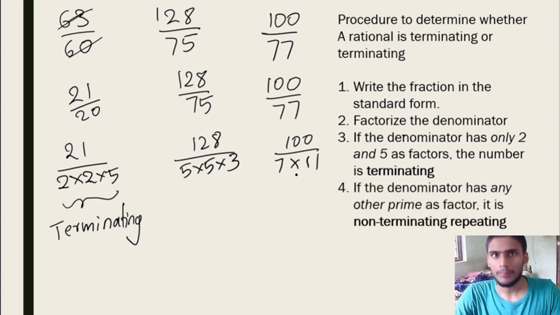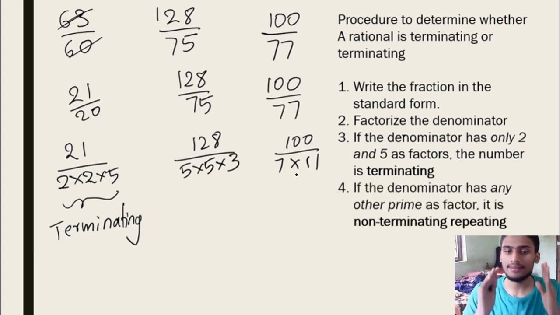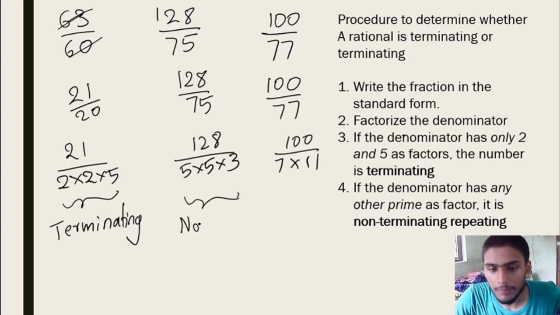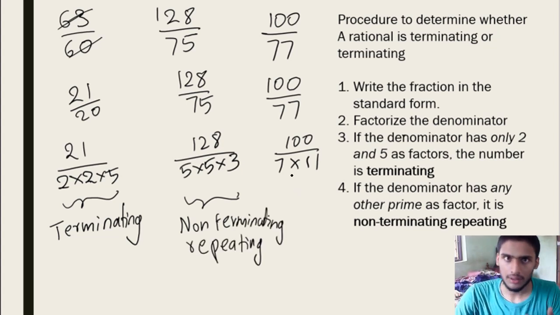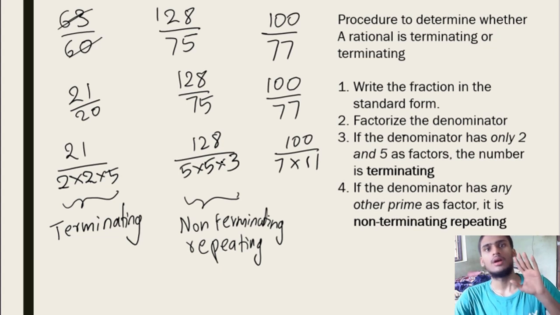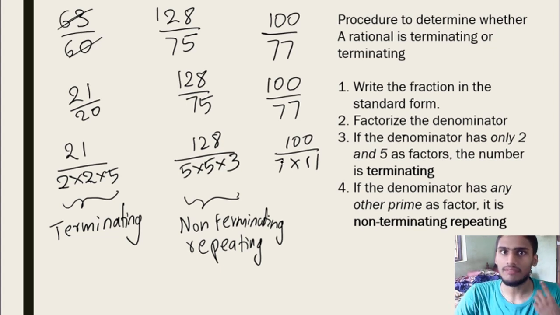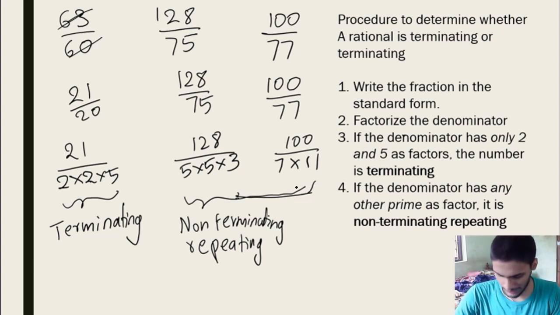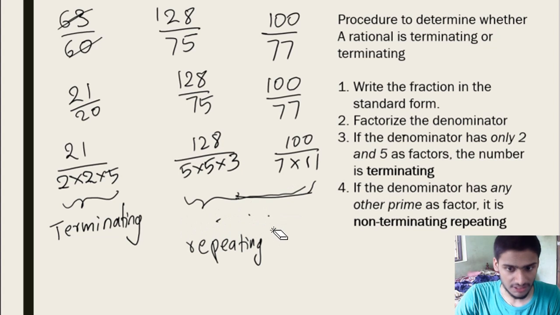And if the denominator has any other prime numbers other than 2 and 5, then you can safely conclude that it is non-terminating, repeating. And that is the case for both our other examples. Like here you have 5 in the denominator, but you also have 3, which is not 2 or 5. And here you have 7 and 11, both are primes that are not 2 and 5. So they are both non-terminating and repeating. And you can actually easily make out the reason for this to be true.